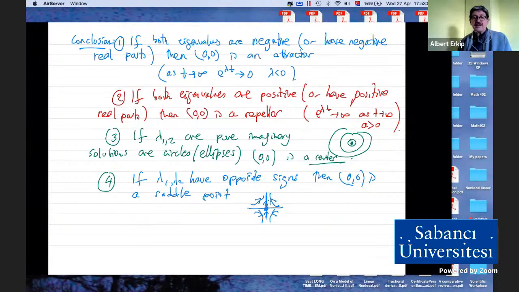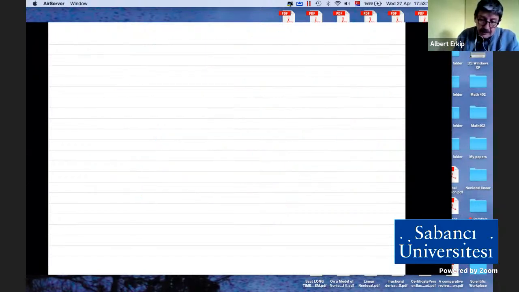Now, more complicated cases, what if lambda is 0? I didn't say that. I don't want that case, so I'm not going to mention it. And it's not like an edge case. Okay, so enough of linear. Now, what about nonlinear systems?